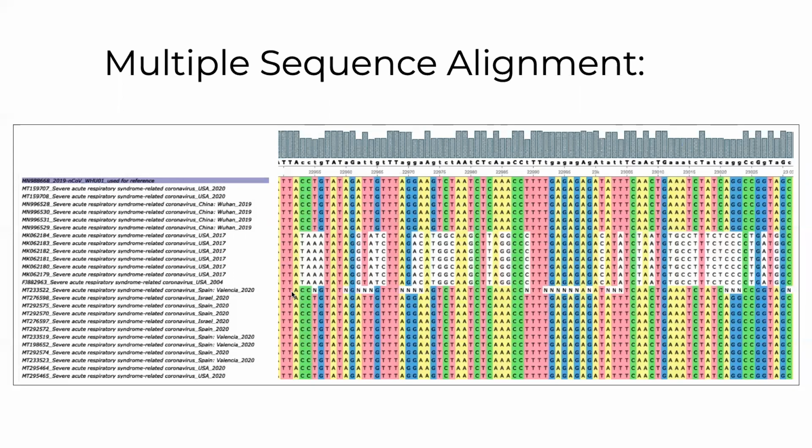Okay, so let's break this down. We have a bunch of different viral sequences. We can see that all of them contain this severe acute respiratory syndrome related coronavirus, and then we have where they came from, their location: USA, China, Spain, Israel, USA, etc. And we have the date, right? So we have 2020, 2019, 2004. Okay, so different dates. And we have one that is used as a reference.